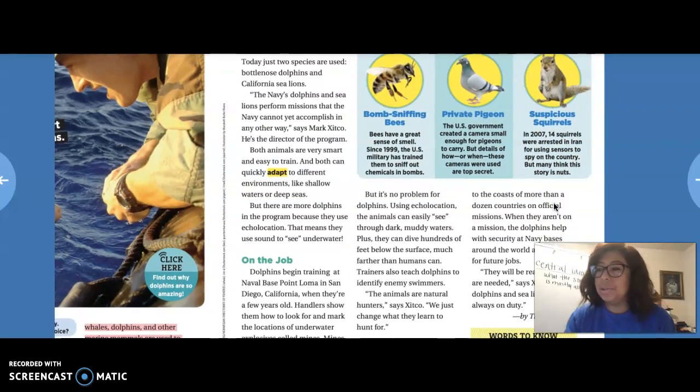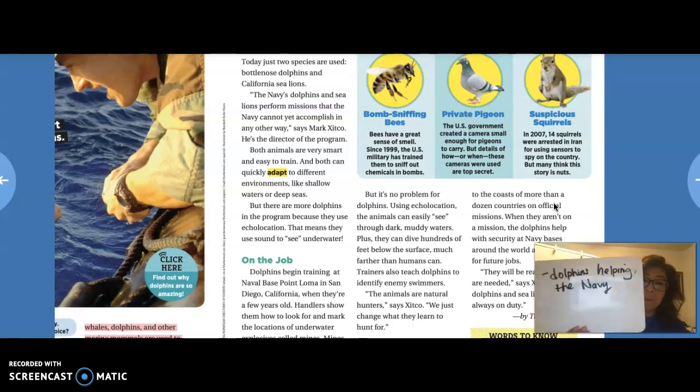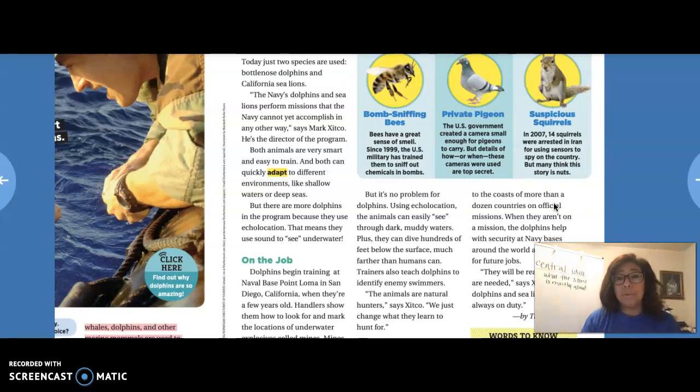Since I'm looking at all my text features and I read through the story, I'm going to start to decide what I think the central idea is. The central idea, again, is what the story is mostly about. The story is mostly about dolphins helping the Navy. So my predictions before I read and after I read were the same. So that's what we're doing today. We're looking at text features and informational text, and then we're coming up with a central idea. And we're also reading the story.